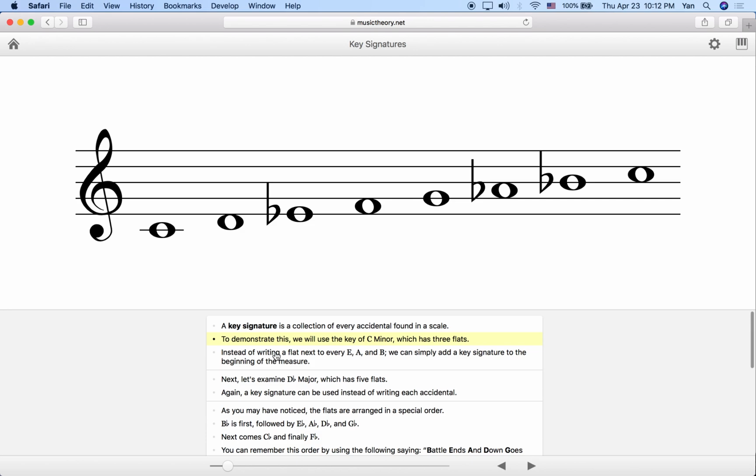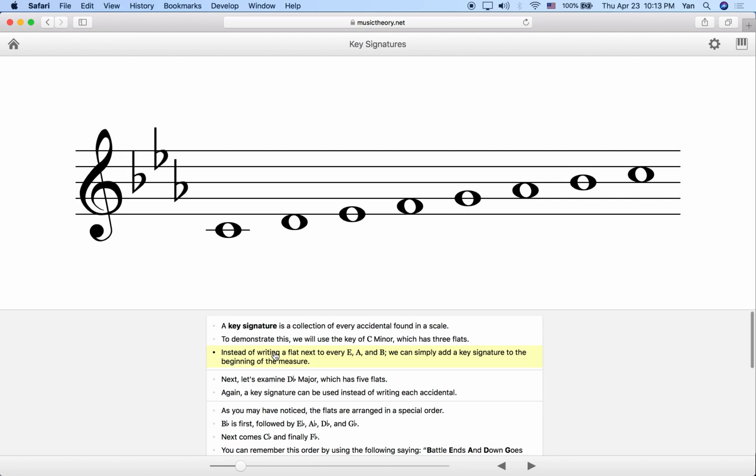So instead of writing the flats next to every E, A, and B, we can just add the key signature to the beginning of the measure. In this case, because this is the only measure we have, you don't have to add the key signature at the beginning of each measure. If the key is not changing, you can just put it at the beginning of each staff. You only need to put it at the beginning of a measure if the key is changing to something new.